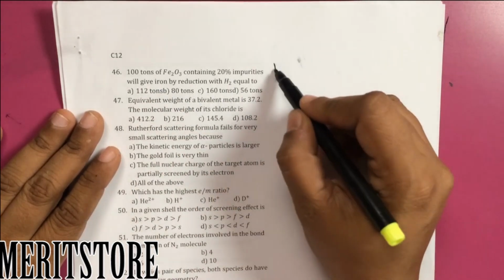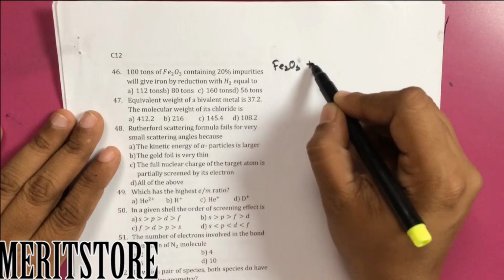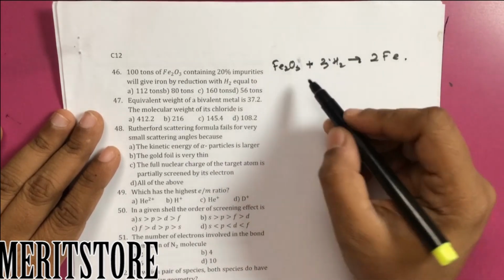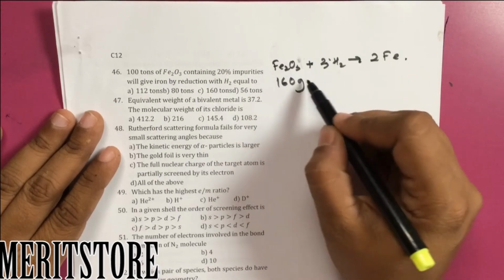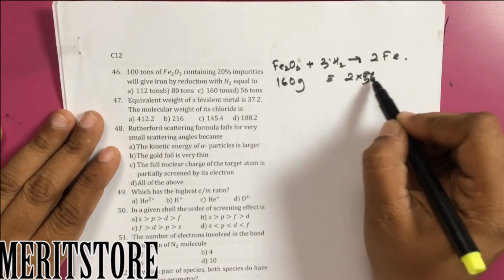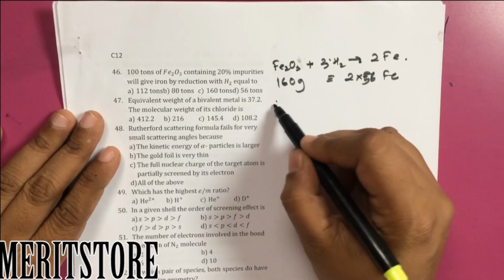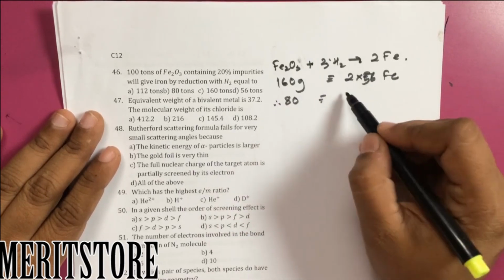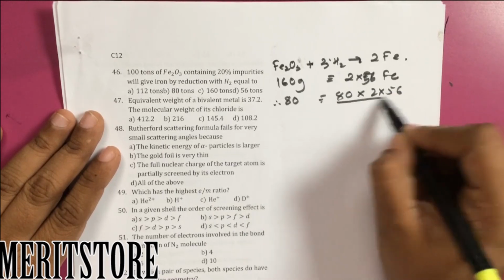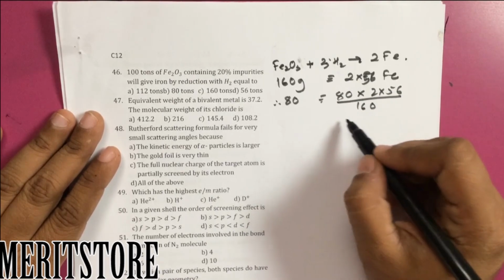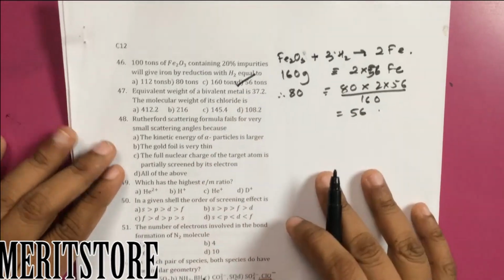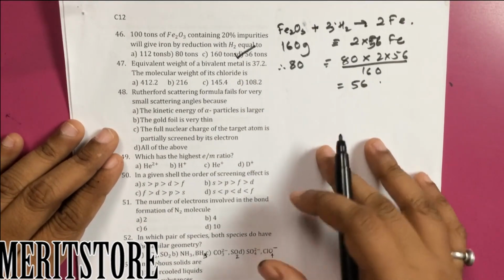So now Fe2O3, when it is allowed to react with hydrogen, gives twice of Fe. So 160 grams of Fe2O3 gives twice into 56 grams of Fe. Therefore 80 tons will give 80 multiplied by 2 into 56 divided by 160. So that comes out to be 56 tons. Therefore option D.